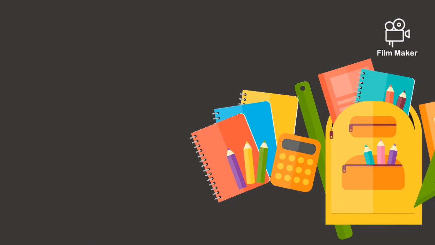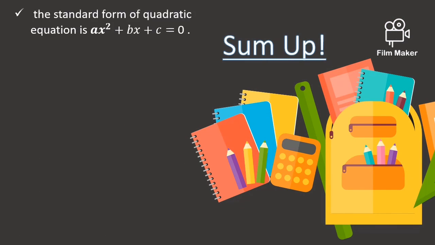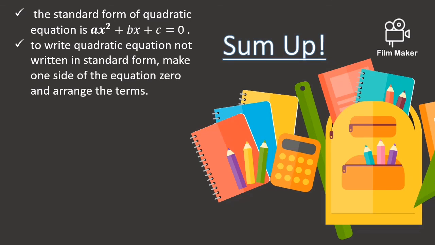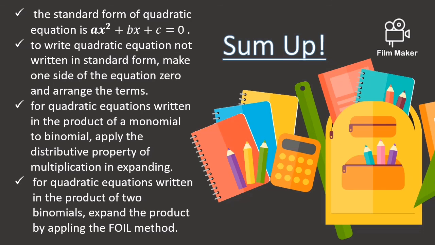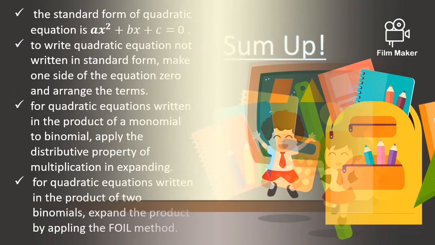To sum up our lesson, remember that the standard form of a quadratic equation is ax squared plus bx plus c equals 0. To write a quadratic equation not written in standard form, make one side of the equation 0 and arrange the terms. For quadratic equations written as the product of a monomial and a binomial, apply the distributive property of multiplication in expanding. And for quadratic equations written as the product of two binomials, expand the product by applying the FOIL method.